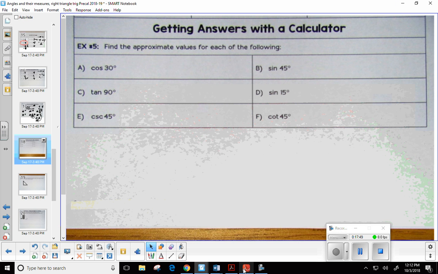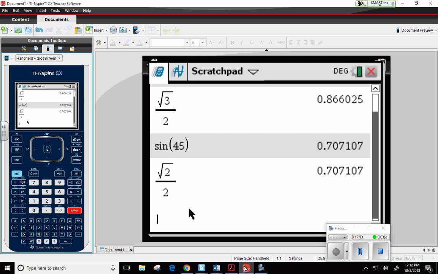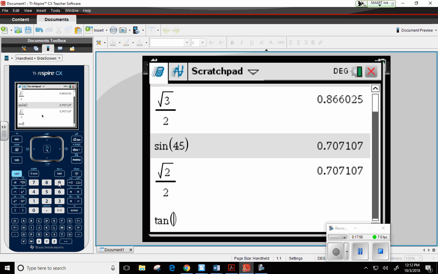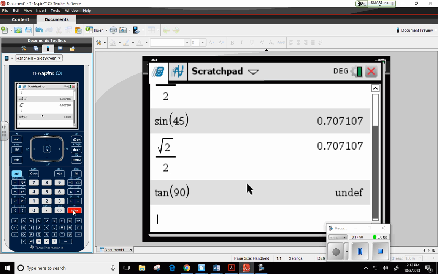All right. Now, let's look at C. Genevieve said there was a problem with this one. Tangent of 90 degrees. Okay, tangent of 90. And she's absolutely right. As soon as I push enter, that means undefined. Well, you get undefined when you're dividing by what? 0. Okay, so here at 90 degrees, remember that's a quadrantal. So a triangle isn't actually formed there. You're going to have a length of 0. Now, when we talk about the unit circle, it's going to make a lot more sense why that is.